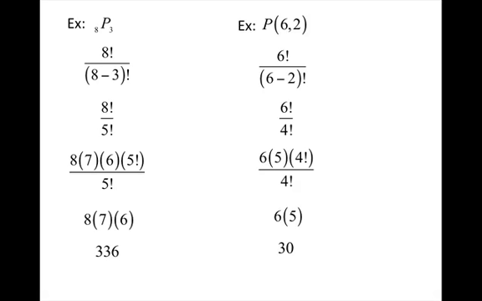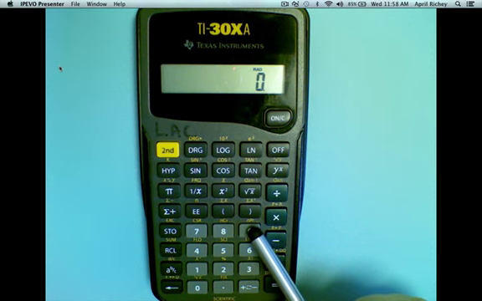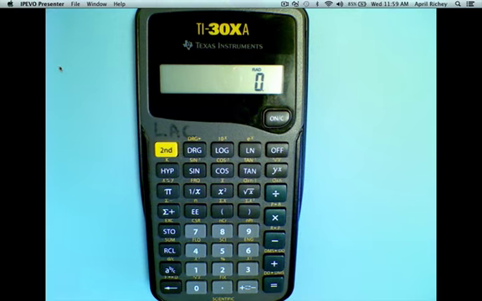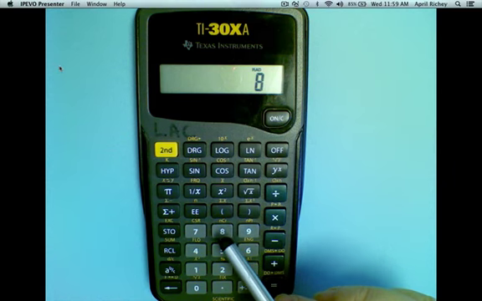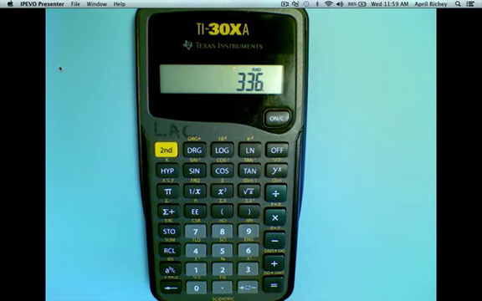Now I want to look at how to do these on the calculator. On the calculator, your permutation button is above the 9. It's the second feature. It's the nPr. So what you're always going to do is type in the N first. So in the first example, we had the permutation of 8 objects, choose 3. So I'm going to type the 8, and then I'm going to hit second and my 9 for the permutation, and then I type a 3 and hit equals. And that gave me my 336.